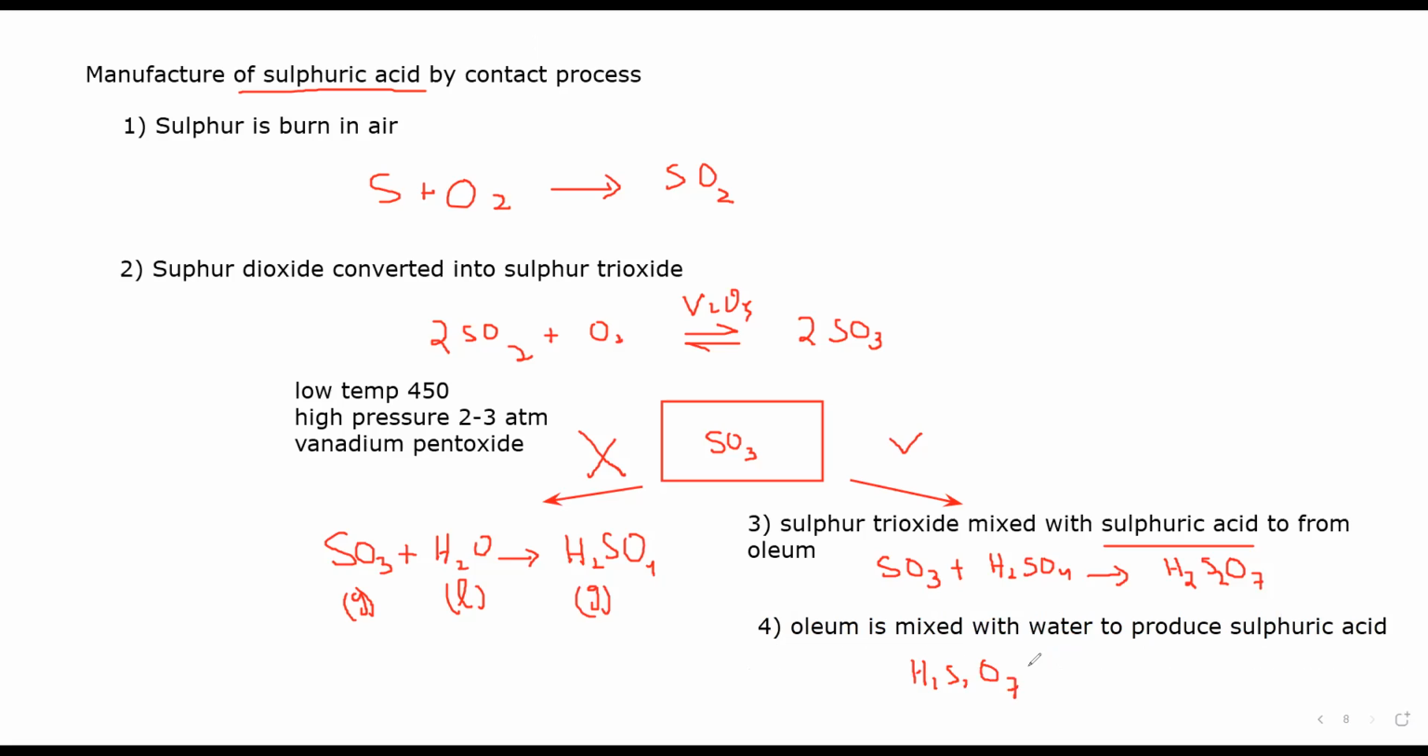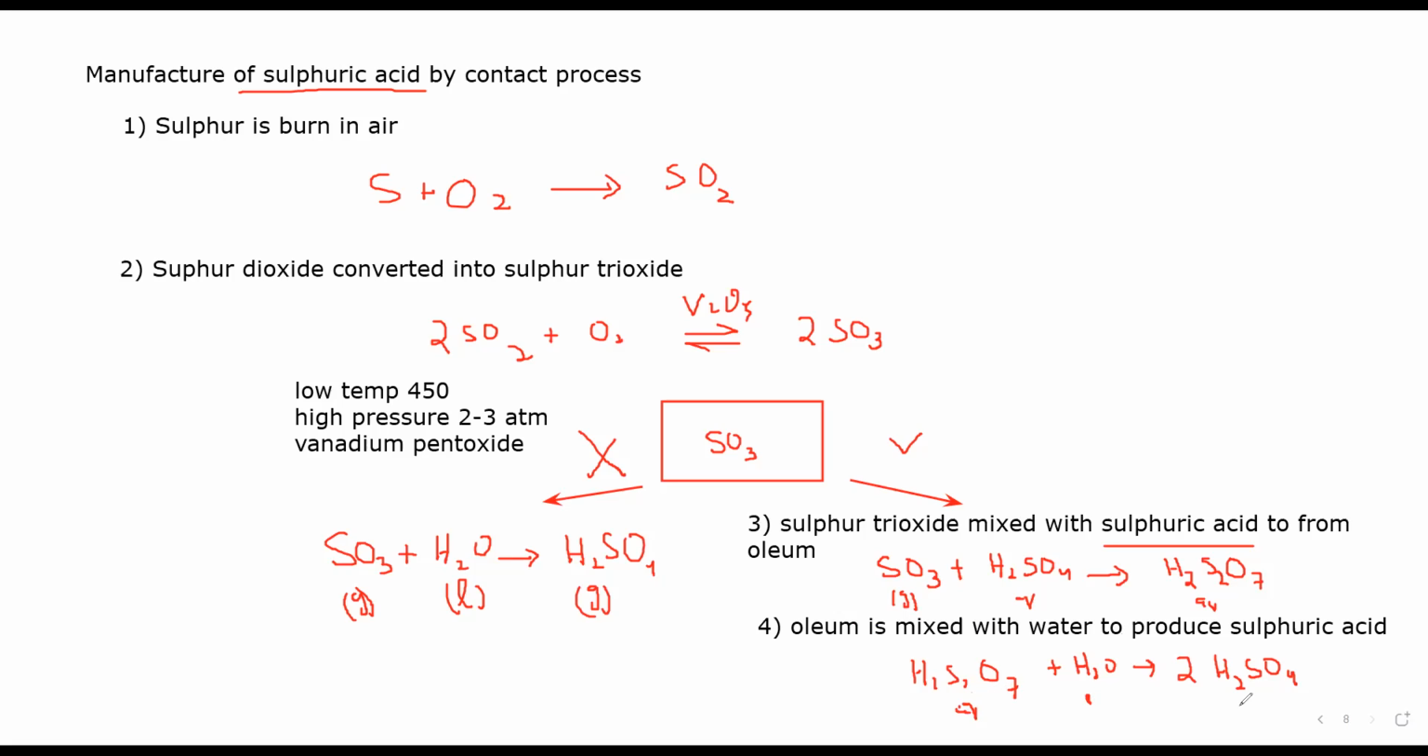H2S2O7 plus water, H2O. This will result in a formation of two molecules of H2SO4. The advantage of carrying out this reaction, look, sulfur trioxide is a gas, sulfuric acid is aqueous. When you mix them, what does it result in? It will produce aqueous oleum.